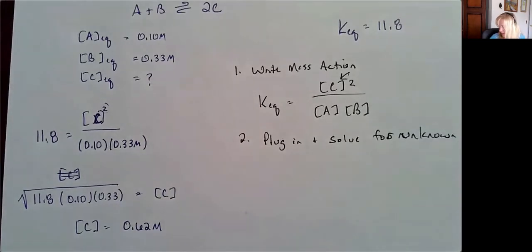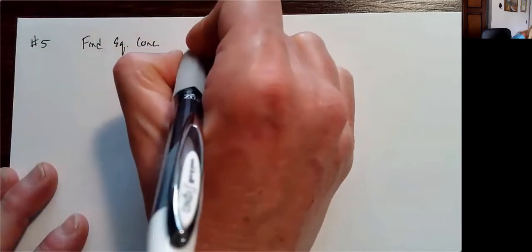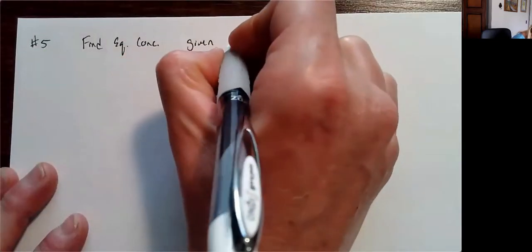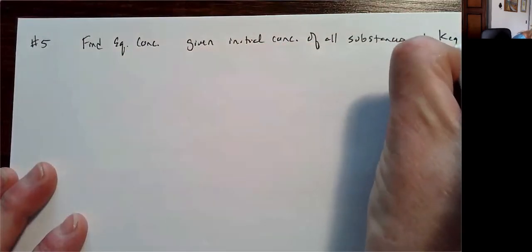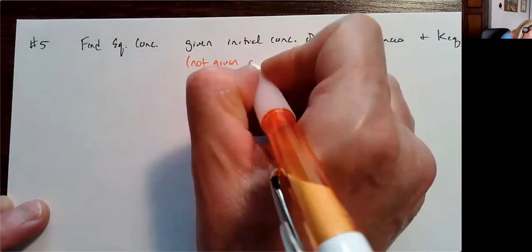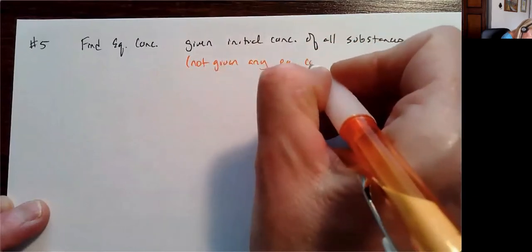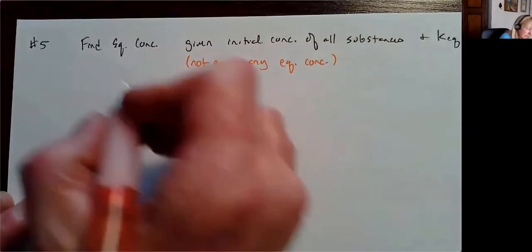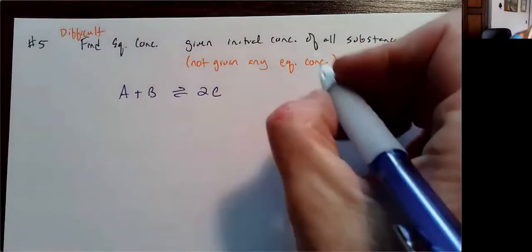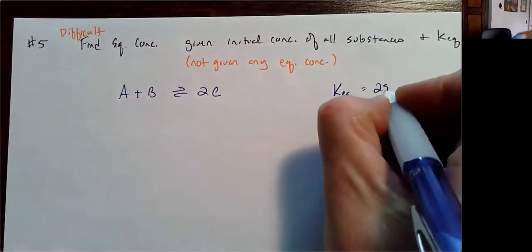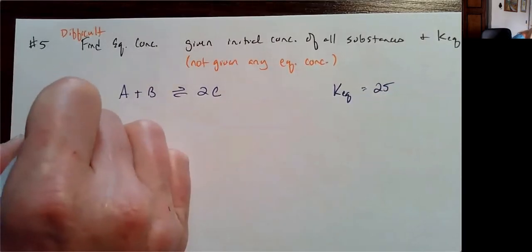The fifth way is going to require an entire sheet of paper here. I want to find my equilibrium concentrations, and these are the pieces that I'm given. I'm given initial concentrations of all substances and KEQ. So what I'm not given is any equilibrium concentrations. This is going to make it hard. This is my difficult problem, where my equilibrium constant is 25, and then my initial concentrations are this.